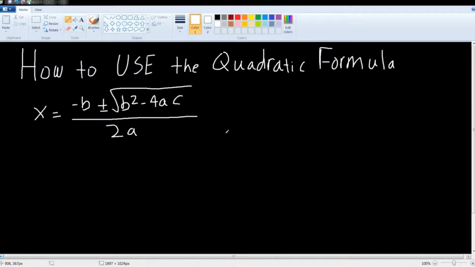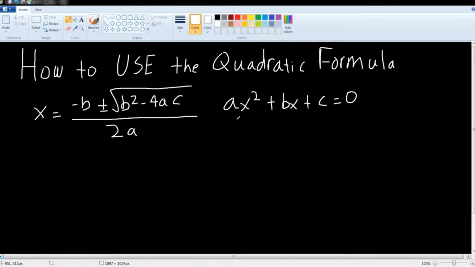So now you're probably asking me, hey Cavell, I see a's, b's, c's, and x's. What are they supposed to mean? Those a, b, and c are actually coefficients of the quadratic equation. So, what does a quadratic equation look like? That is in the form of ax squared plus bx plus c equals 0. So before you use the quadratic formula, you must convert the quadratic equation into an ax squared plus bx plus c equals 0 format.